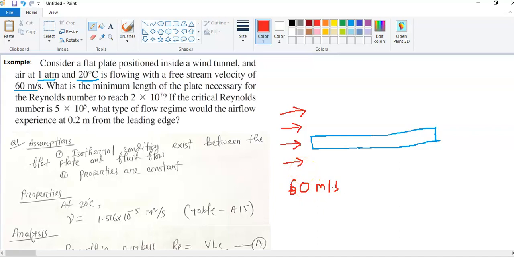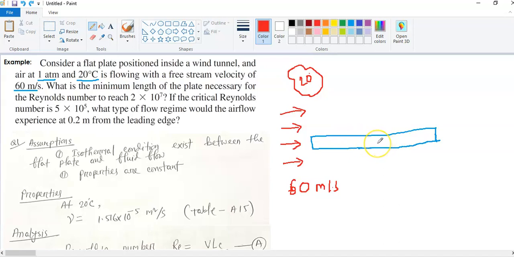So now let's say this is actually the air, at 20 degrees centigrade temperature. So this is actually the atmospheric air at 20 degrees centigrade temperature. It is flowing this way, and the velocity is 60, sorry, the velocity is 60 meter per second. So it is given in meter per second, the velocity, not the flow rate. Alright, so we actually don't know the length of this flat plate. Okay, we don't know the length of the flat plate.